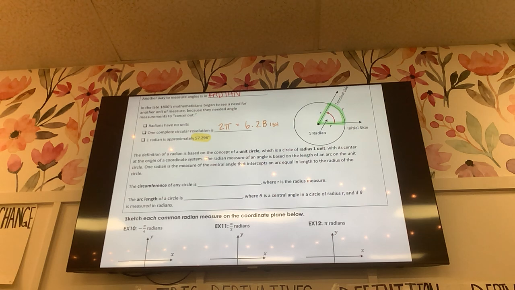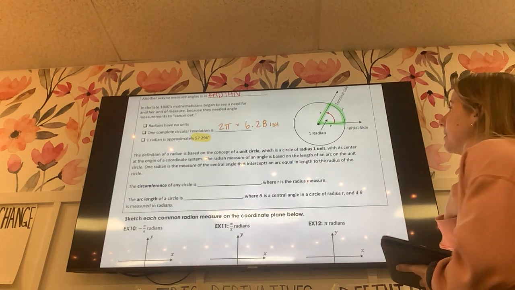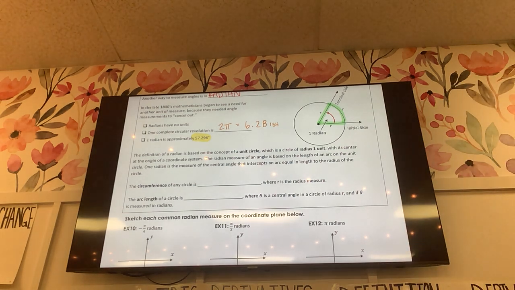The definition of a radian is based on the concept of a unit circle, and a unit circle has a radius of 1, with the center at the origin. Remember I told you that our center is always going to be at the origin, 0, 0. The radius won't always be 1, but the unit circle is a special circle with a radius of 1. We're going to get to that next unit, not this unit, but we do a lot with the unit circle.